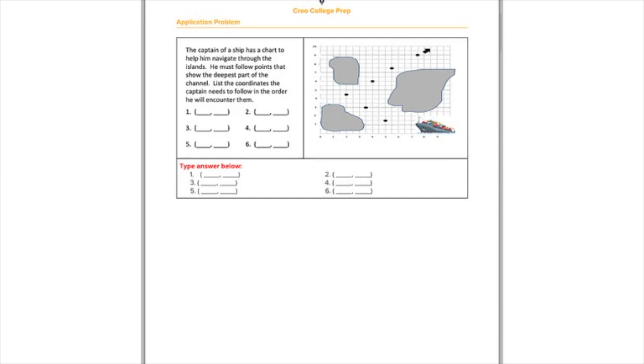We are now looking at the application problem. The captain of a ship has a chart to help him navigate through the islands. He must follow points that show the deepest part of the channel. List the coordinates the captain needs to follow in the order he encounters them. Okay, well that makes sense that he needs it deep because it's a big boat, so he needs lots of water. I see that there's an arrow here, so that's showing me the direction of the point.